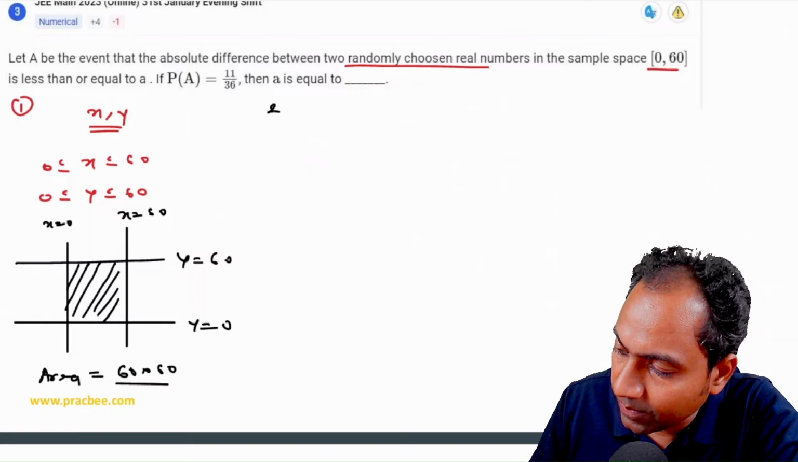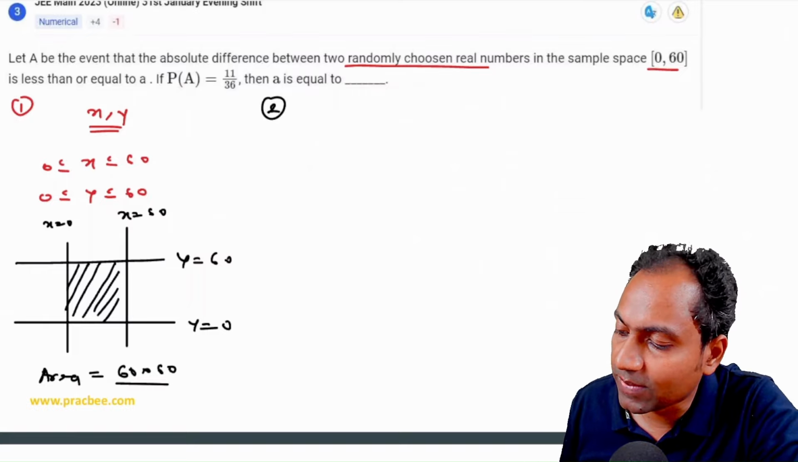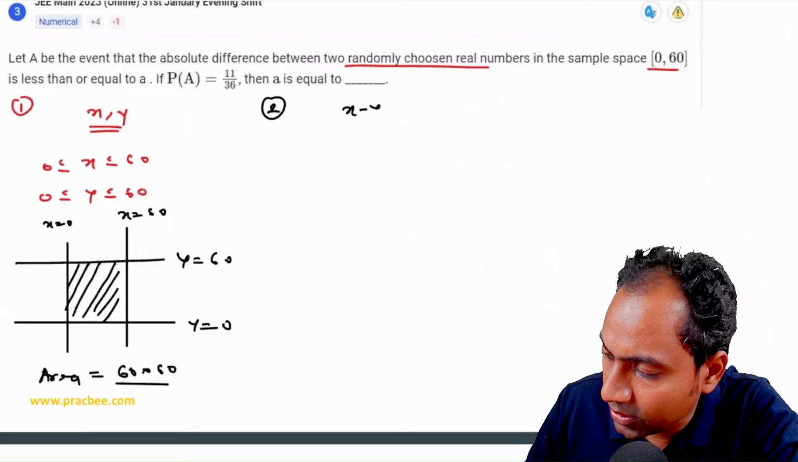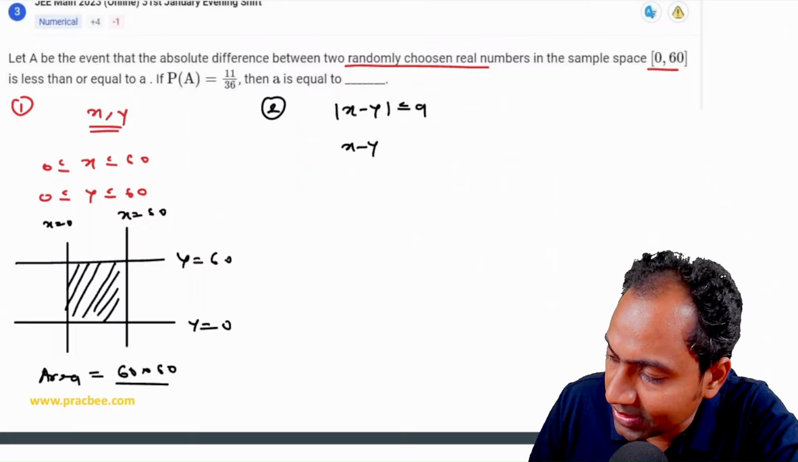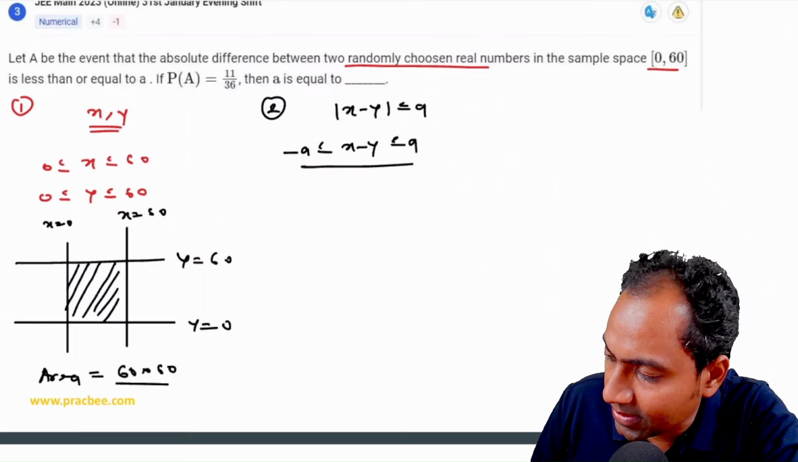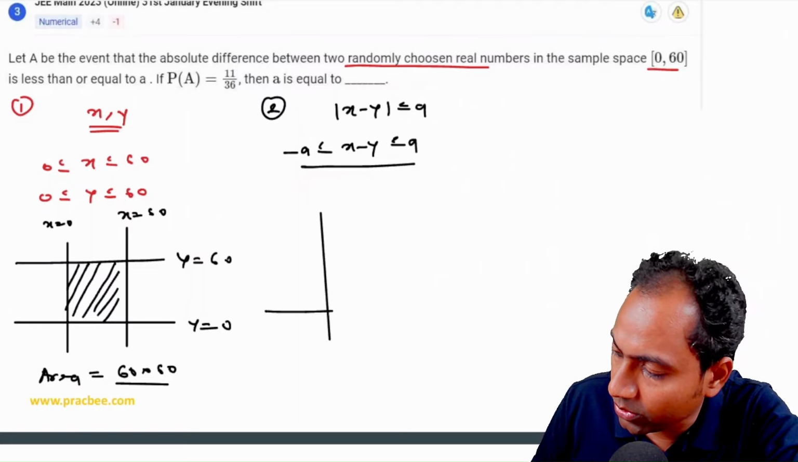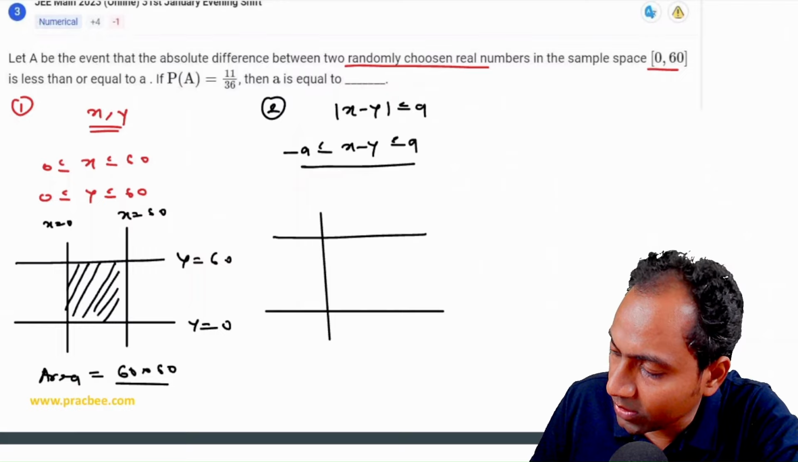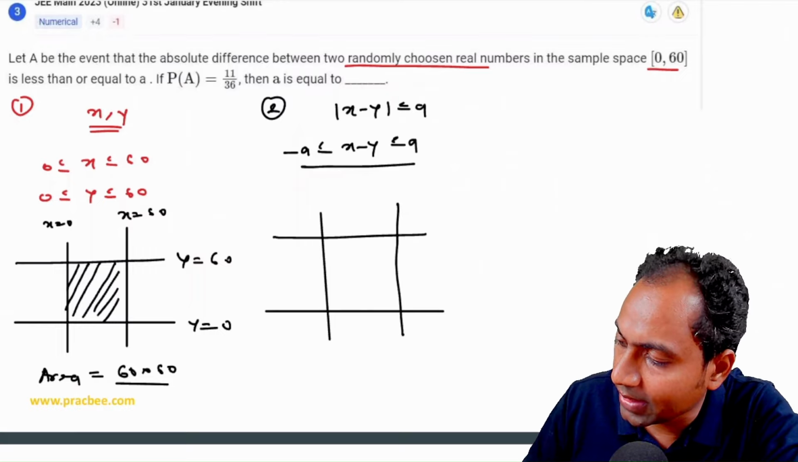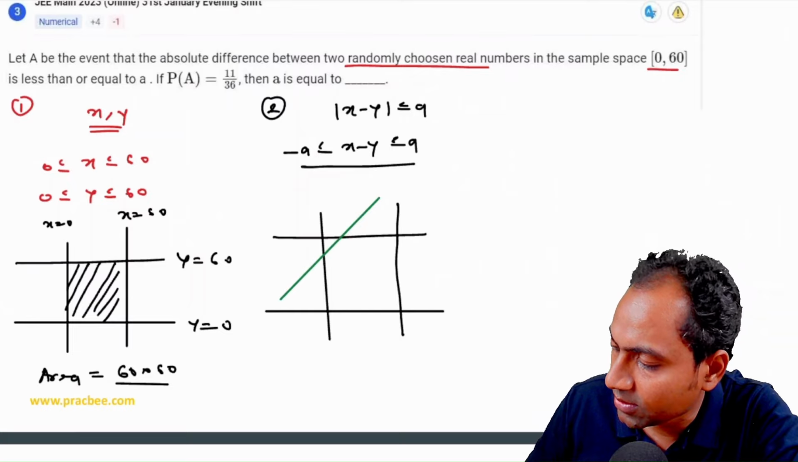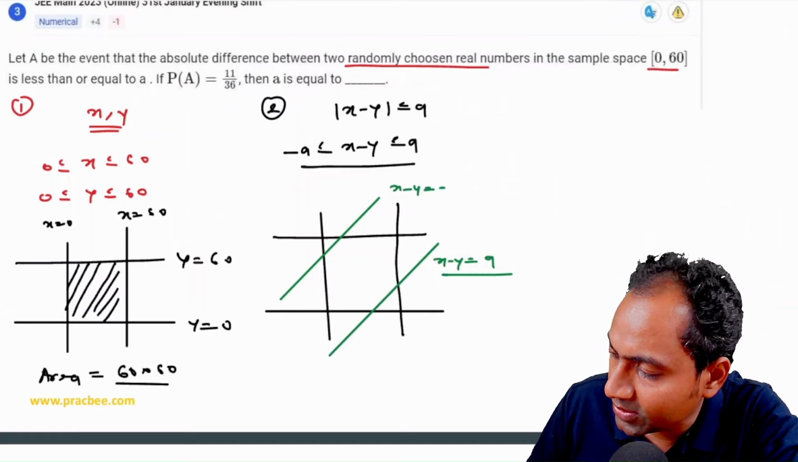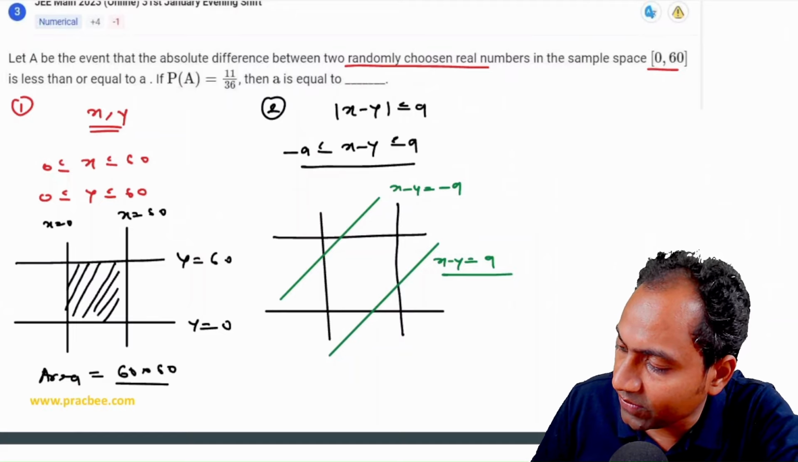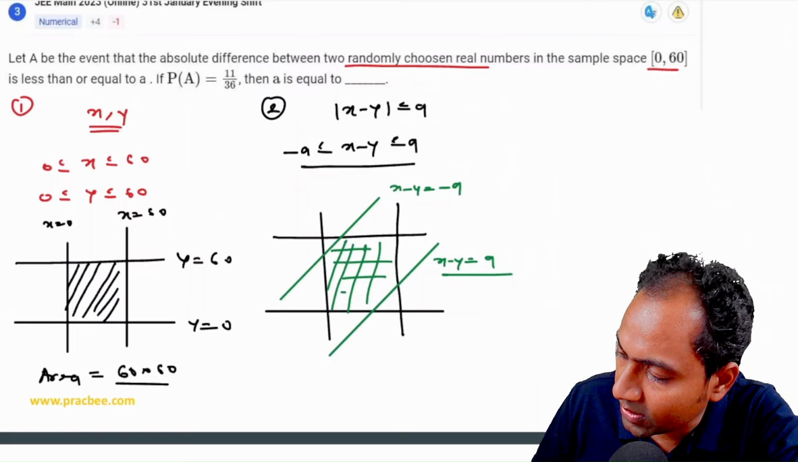Now let us move on to the second part of the question. The question says that this is done in such a manner that if I take the absolute difference, it lies smaller than a. So if I write the value of x minus y from here, it is going to lie between minus a and a. If I plot this out, what am I going to get is, this was my original sample space. Now I'm talking about a line. This line is going to cut like this, and this line is going to cut like this. So this line is nothing but x minus y is equal to a, and this line is nothing but x minus y is equal to minus a. We need to stay between these lines. So what we are talking about is, this is our favorable case between this.